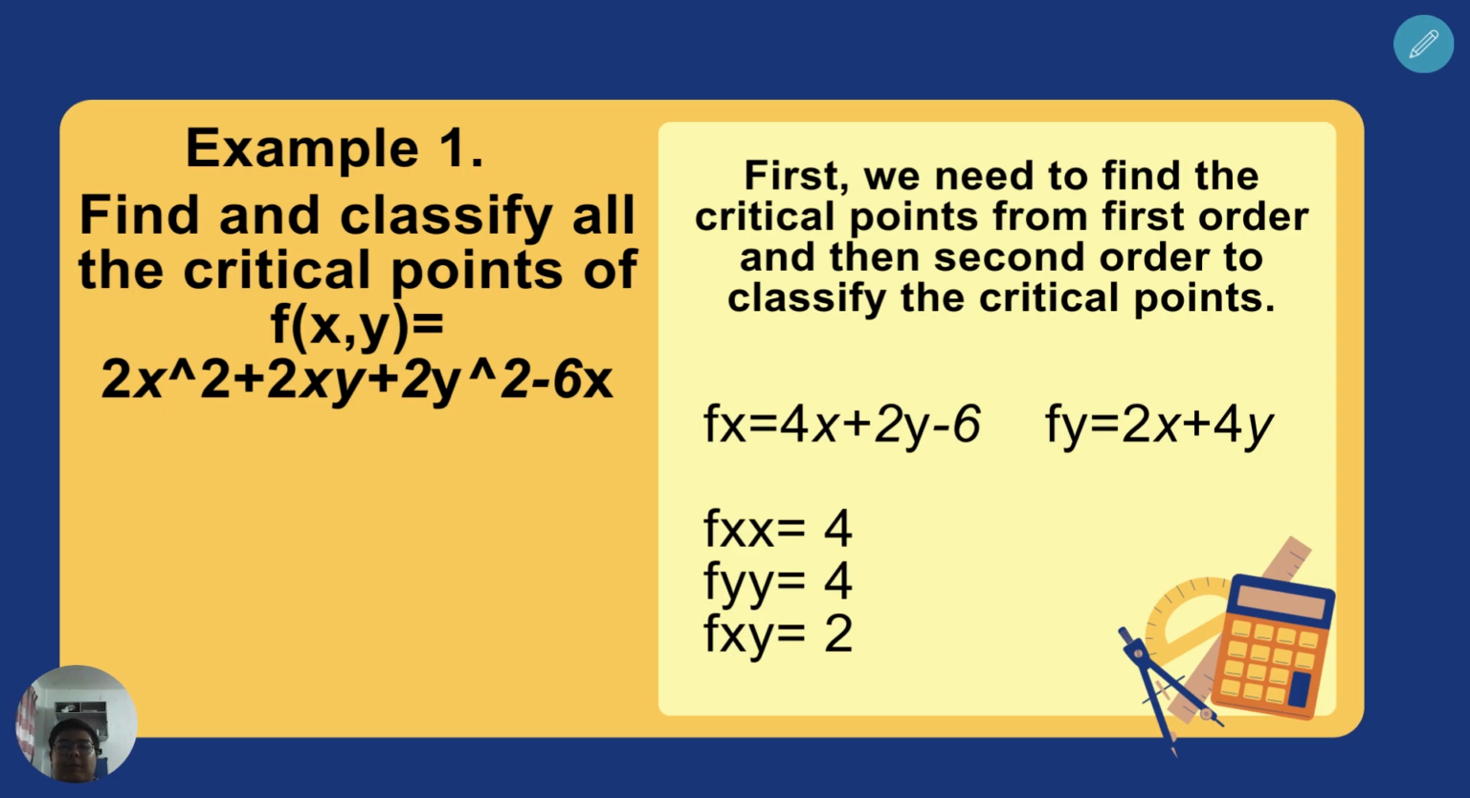After finding fx, we continue to do fxx. Differentiating 4x gives 4. Then next is fyy. Differentiating fy, which is 2x plus 4y, with respect to y gives 4, so fyy equals 4. For fxy, we see 2xy, so differentiating gives 2.